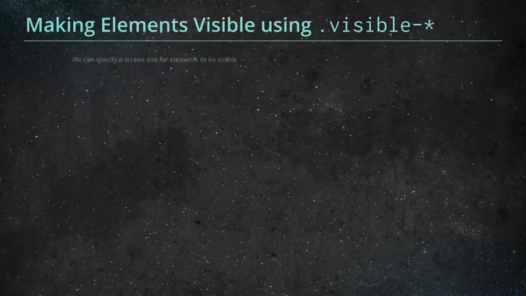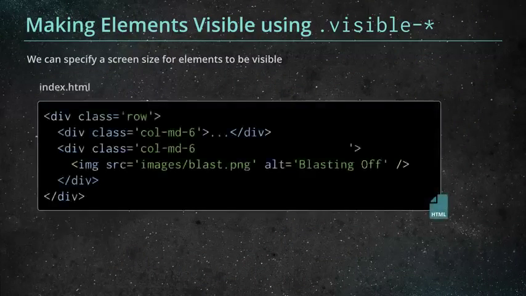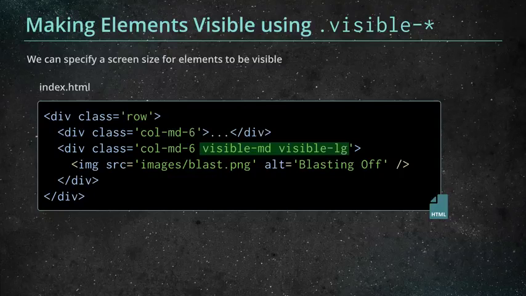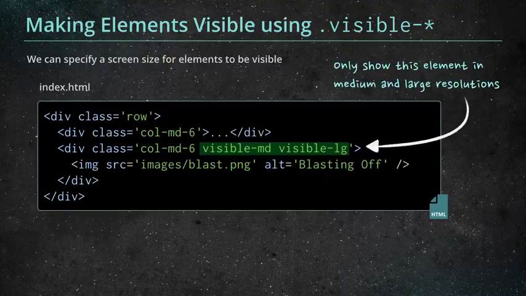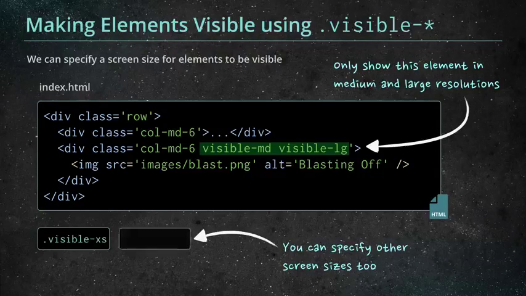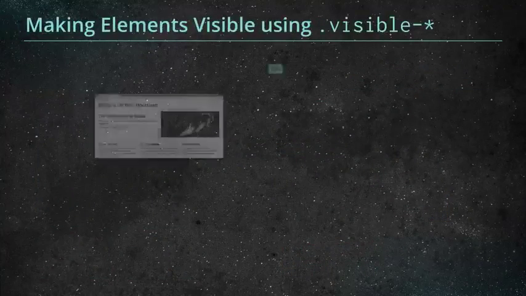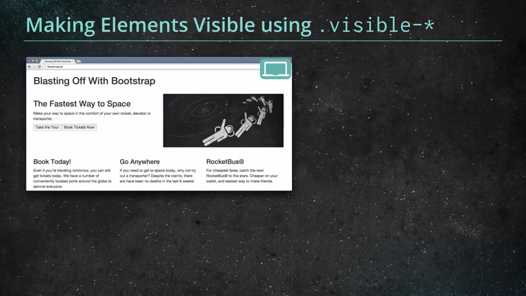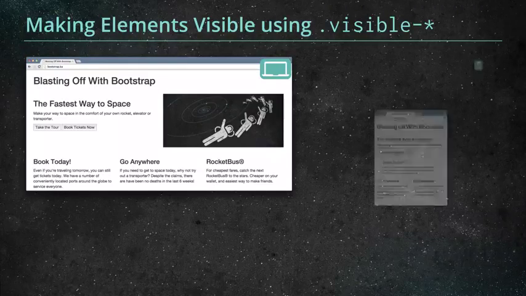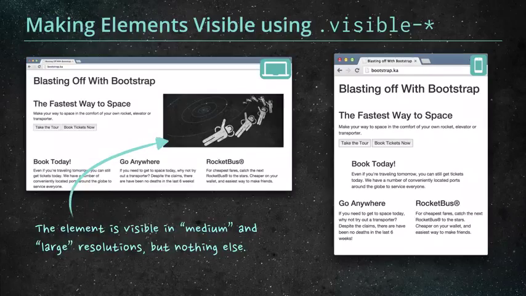On the other hand, what if instead of hiding something, we wanted to only show something for certain screen sizes? Well, to do that, we could use these visible-md and visible-lg classes. This will only show our image for medium and large screen sizes. You'll notice each of these classes ends with a screen size indicator like sm, xs, md, and lg. If we open this up in a browser, we'll see that our image shows up in medium and large devices. But in small and extra small, it's hidden just like we'd expect it to be.